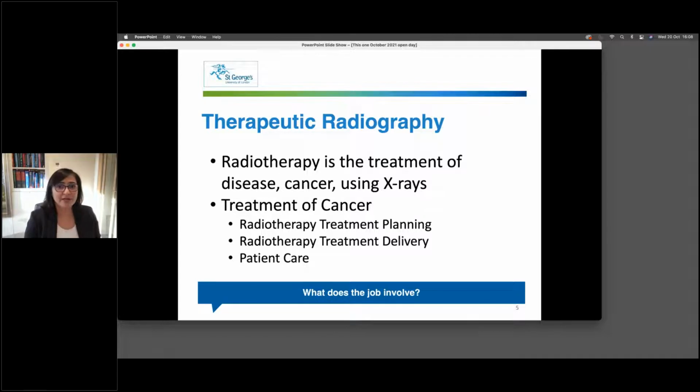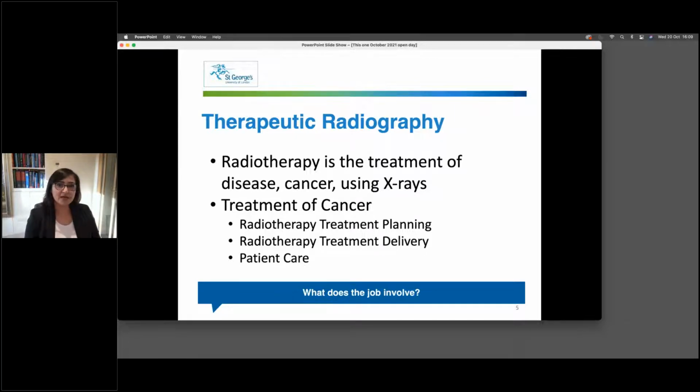So therapeutic radiographers work in a radiotherapy department, and they work with X-rays, just like a diagnostic radiographer, because both diagnostic and therapeutic radiographers work with X-rays. A diagnostic radiographer uses X-rays to image and take X-rays of patients to find out what's wrong with them. But a therapeutic radiographer uses X-rays at the higher energy range, so that's megavoltage energy, and they're using those X-rays to treat patients primarily with cancer. So a therapeutic radiographer will work in a radiotherapy department and will be treating patients who have cancer.